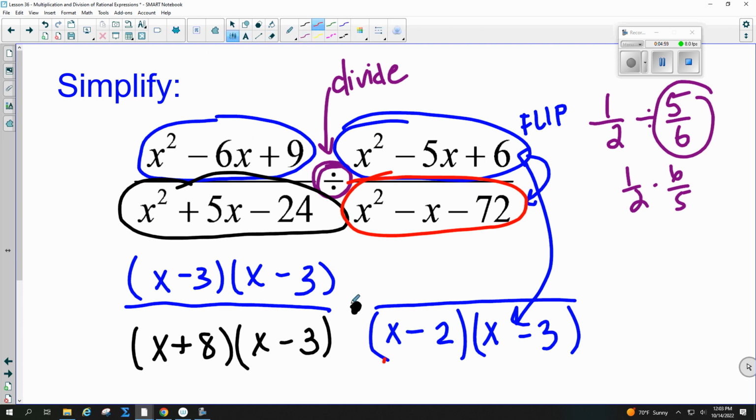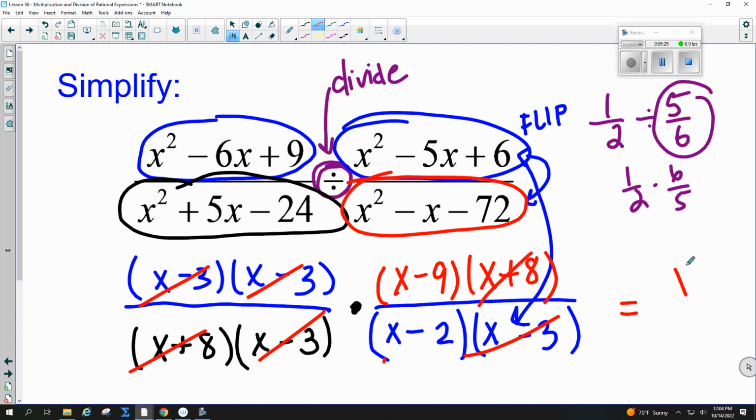Let's go with Will. How do I factor tractor this guy? Exactly. All right, and then we cancel schmantle, a bunch of stuff. Brooklyn, what can I cross off? Give me a pair. Okay, that pair right there. Daniel, what else can I cross off? Yep, another x minus 3. Willow, what else can I cross off? I agree with you. So my final answer is x minus 9 over x minus 2.